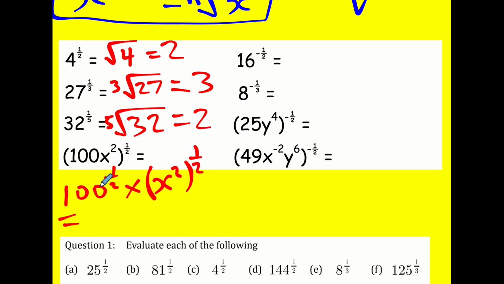And then that is going to become the square root of 100, which is 10. And then I'm going to multiply the 2 and the half together, and it gives me 10x. So I can simplify this, and it simply becomes 10x. I hope that makes sense.